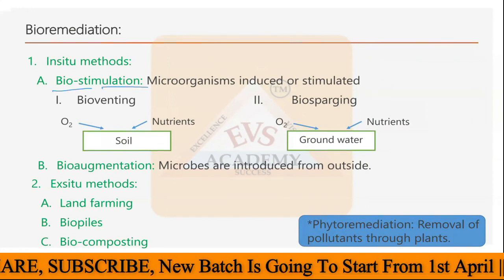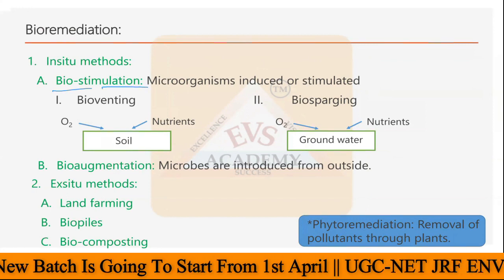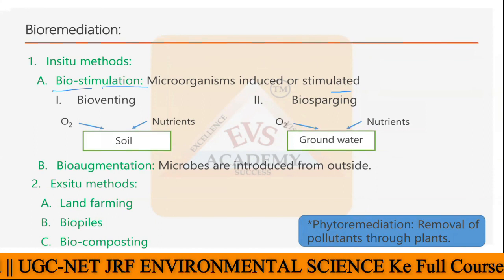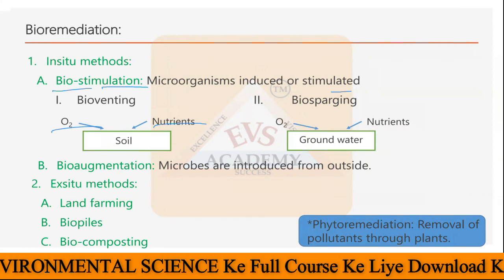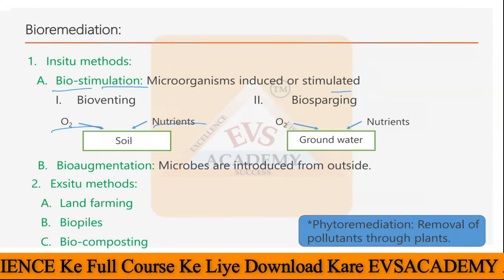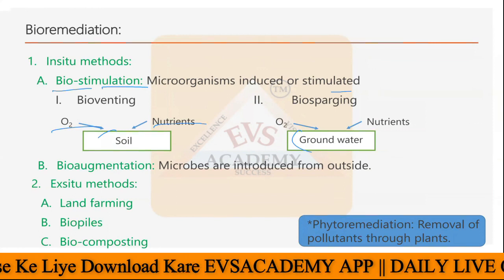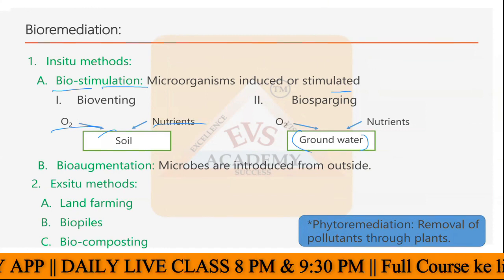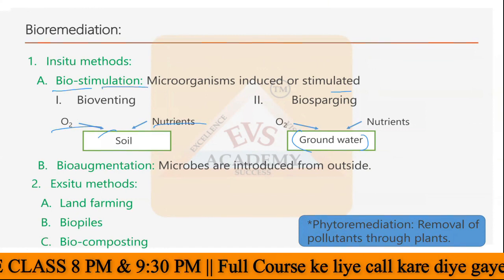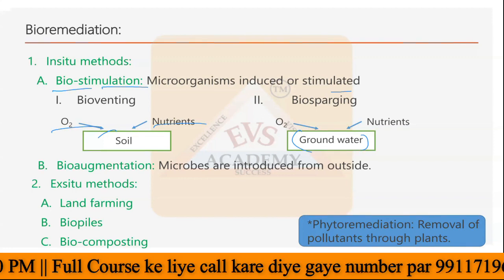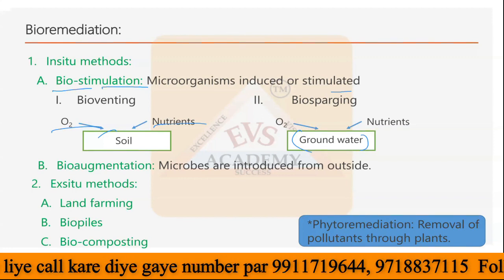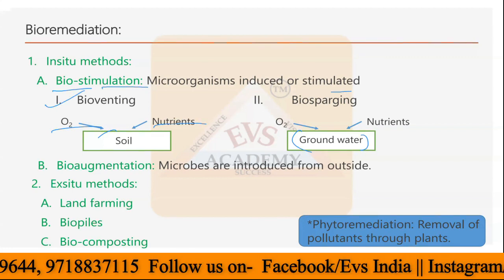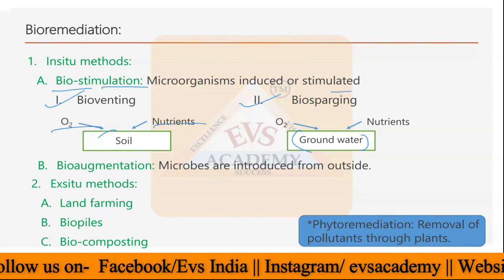As in the name itself, this is biostimulation. You have to add the biotic agent or the microorganism, which is induced or stimulated by just providing nutrients and oxygen. That is called biostimulation. The microorganisms are already present in the soil, in the groundwater. No need for introduction of microorganisms here. Only you have to provide a good amount of oxygen and nitrogen. That is biostimulation, which is also of two types. If it takes place in the soil, it is called bioventing. If it takes place in the groundwater, it is called biosparging.